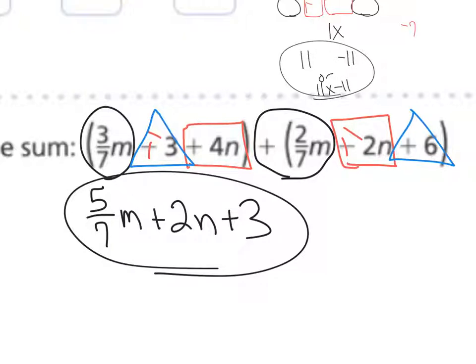If you wrote these in a different order, that would be fine. In other words, like if you had 5/7 m plus 3 plus 2n. Okay, any order as long as the signs and the numbers are correct. Like I said before, generally they'll put the variables first in alphabetical order and then the constants after that. But at this point, it's not a big deal if they're in a different order.